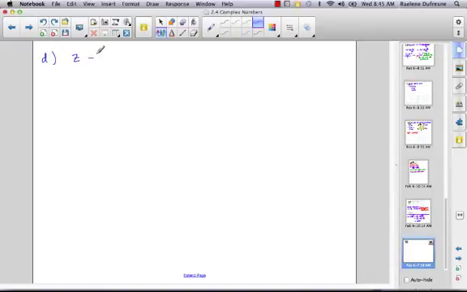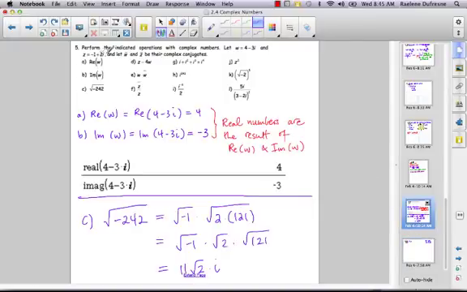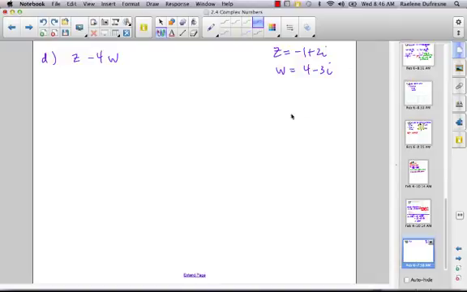z minus 4w, where we have to recall that z is equal to negative 1 plus 2i, and w is equal to 4 minus 3i. I'll just confirm those. Negative 1 plus 2i, okay. And so this is going to equal negative 1 plus 2i minus 4 times 4 minus 3i, and it's like regular algebra, we expand and collect like terms.